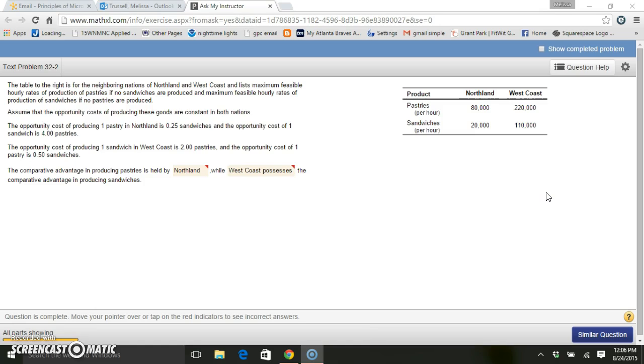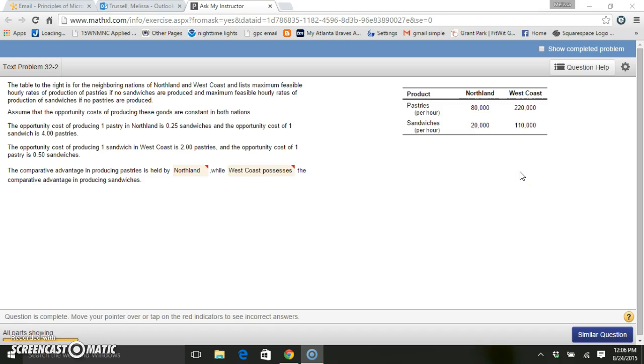So, for example, in the Northland, if they choose to make no sandwiches at all, they can make 80,000 pastries. And similarly, if they choose to make no pastries at all, they can make 20,000 sandwiches. So that's what the table's telling us here.